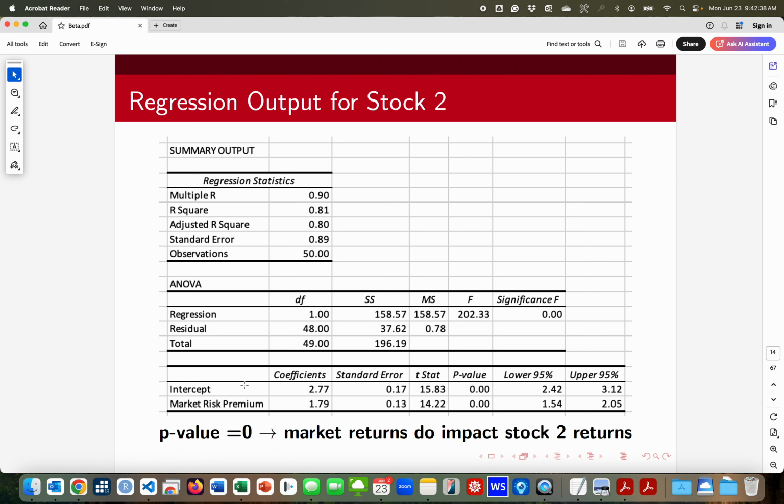Again, this is your estimate of alpha. It's statistically different from 0. Again, this is hypothetical data, so don't worry about that.